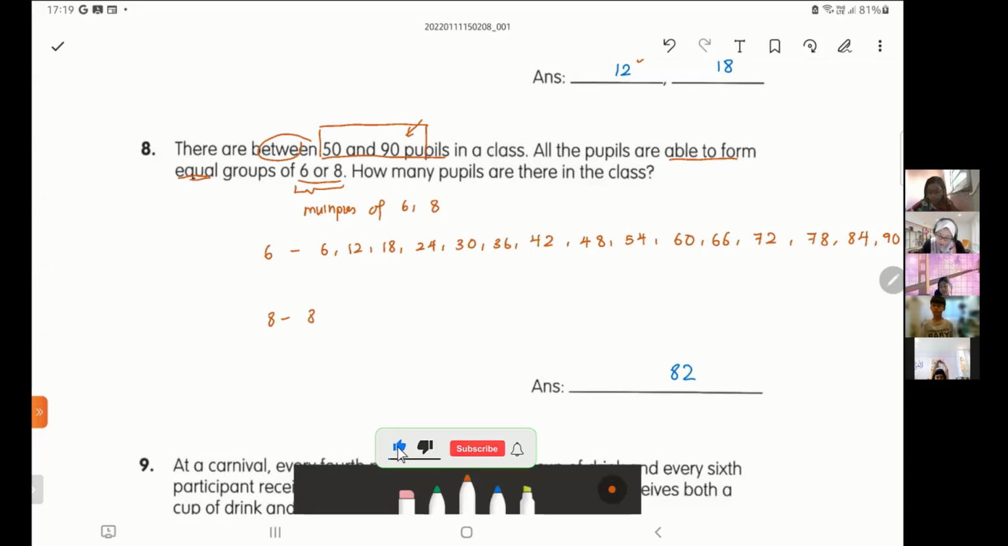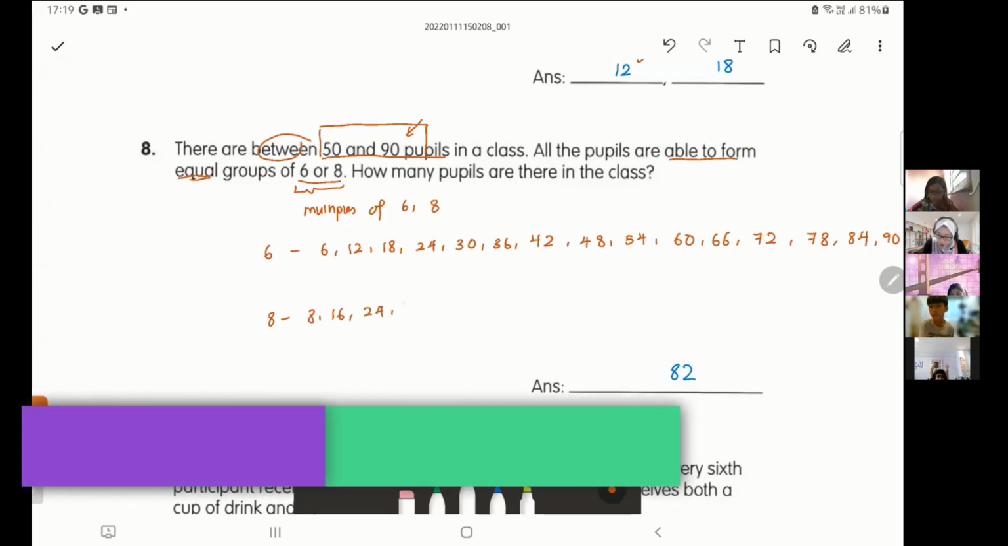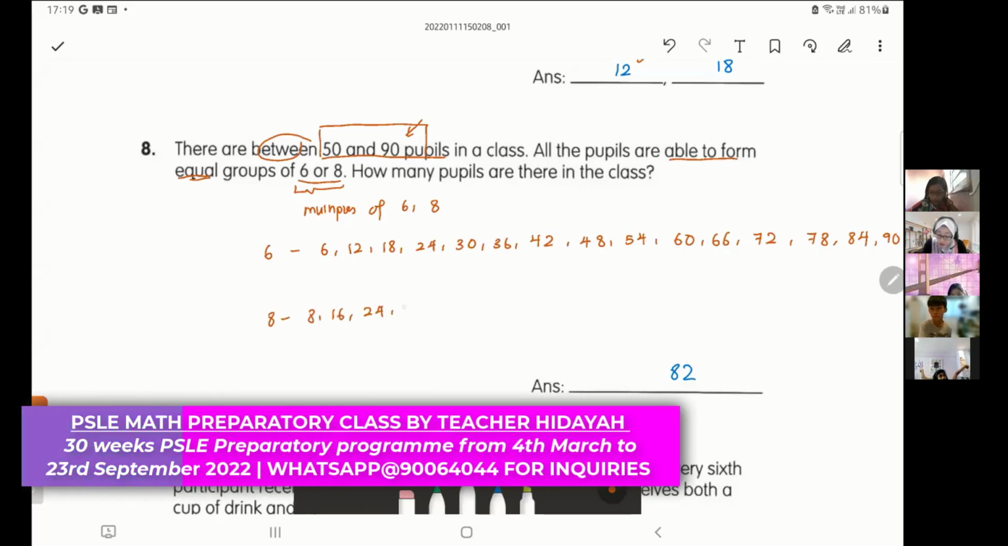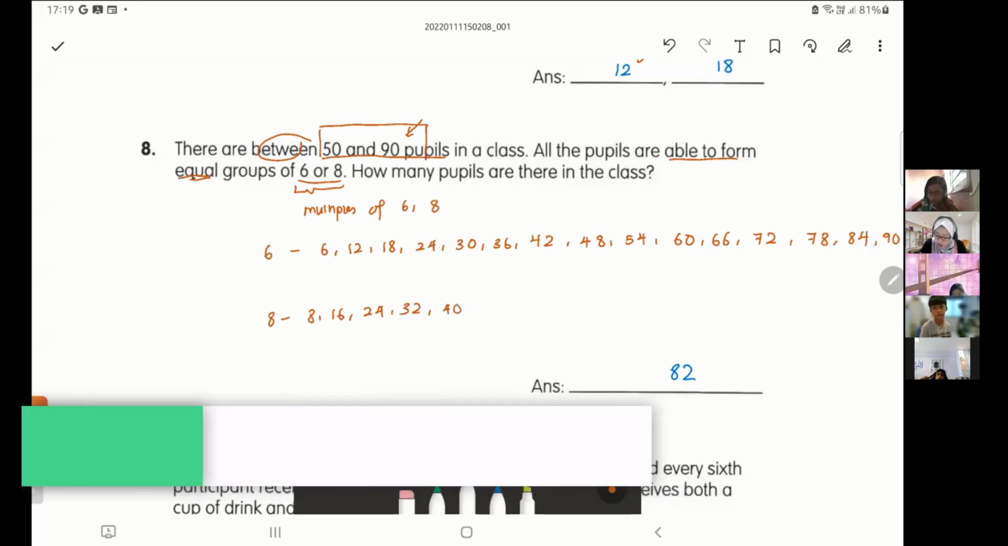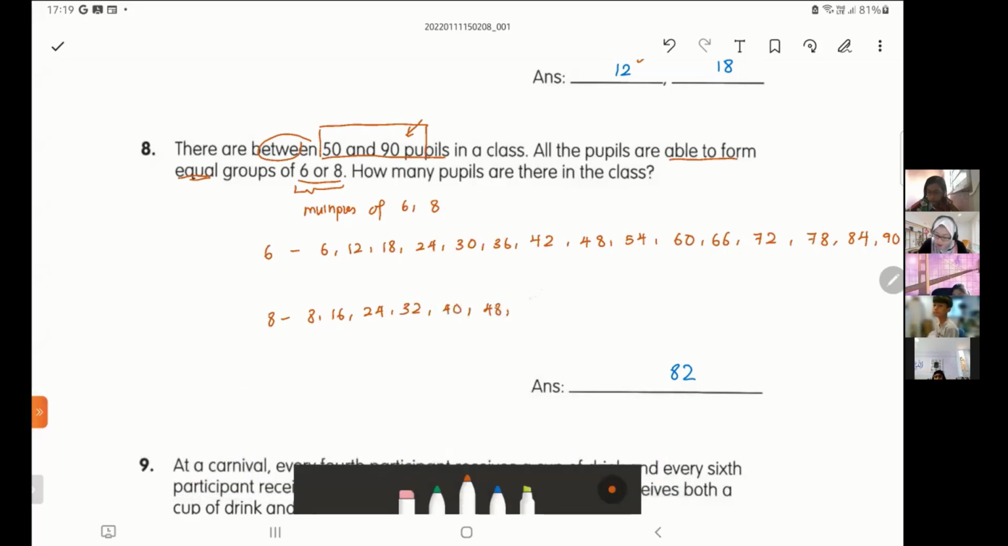Okay. And then number 8. 8, 16, 24. 4 times 8 is 32. 5 times 8 is 40. 48. And then 7 times 8, 56. 8 times 8, 64. 9 times 8, 72. 10 times 8 is 80. Can we stop there, or we can join a bit? 88. Okay, we stop there. Now we look at the common.